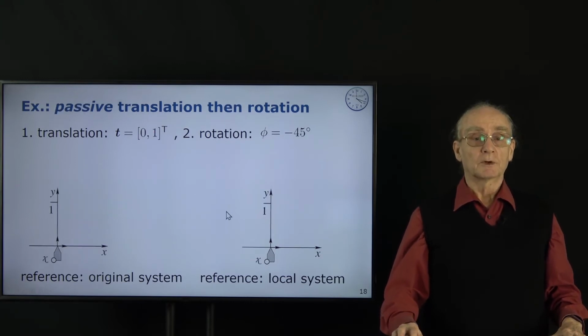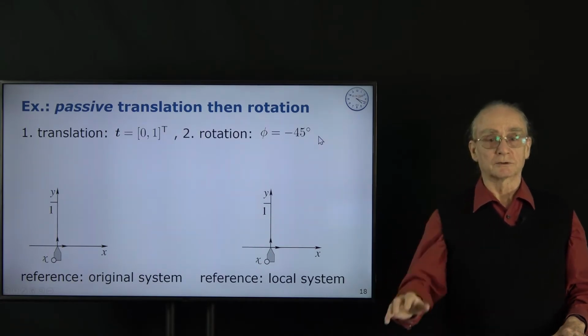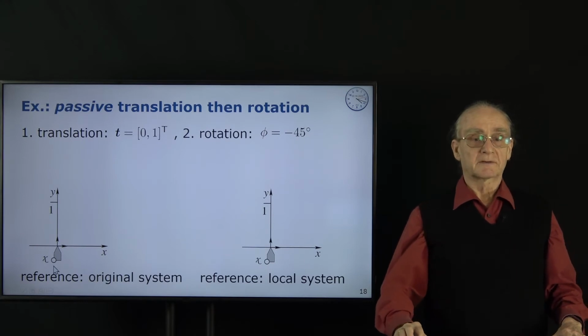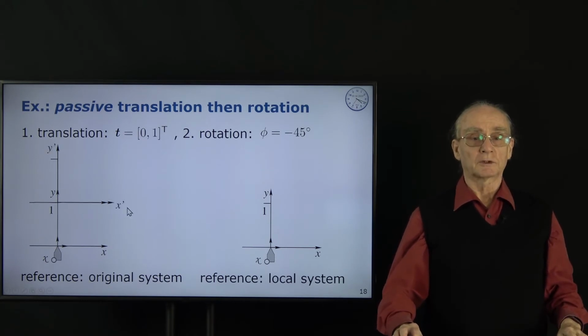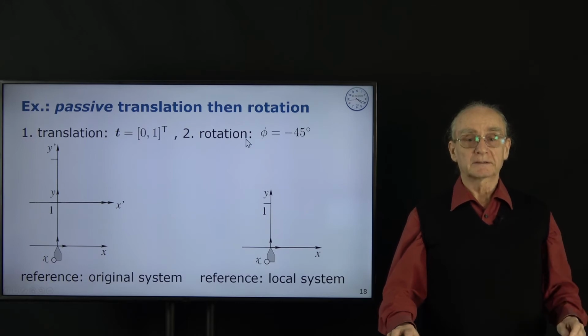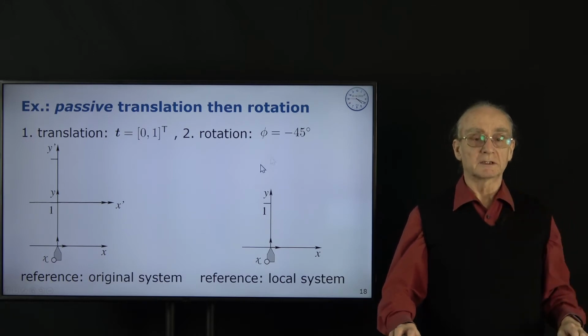Now let's assume we want to have a passive translation and then rotation. So the parameters here are the same. 0, 1 and minus 45 degrees. That means a right turn. So the object stays at this place. So the tip of the car is at the origin of our first coordinate system in which we start. So what happens now? We move the coordinate system. So the coordinate system moves from here to here, straight forward in the direction of the viewer in the car, and we have a new coordinate system at this place. So we have the coordinate system x prime and y prime here, and now we rotate the coordinate system by minus 45 degrees, that means to the right, around the origin.